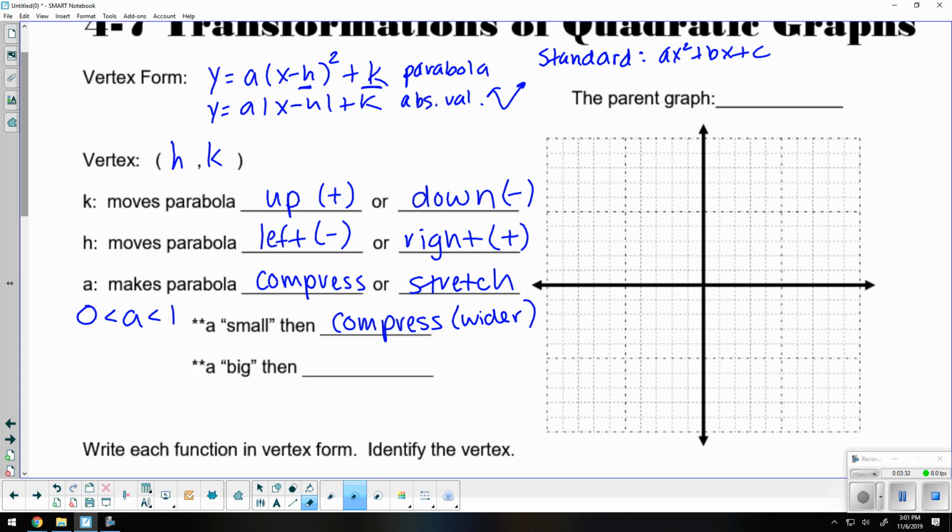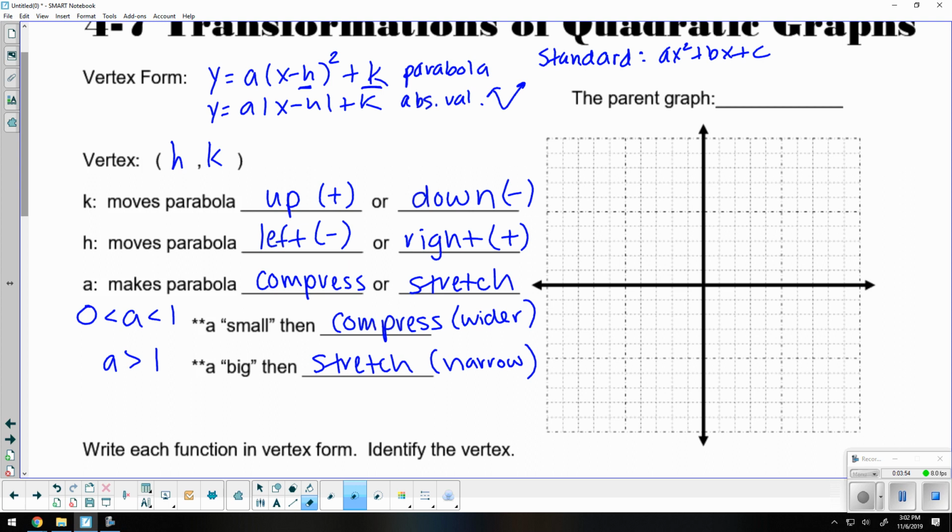If a is a big number, a number bigger than 1, then it's actually going to stretch the graph. We're going to see it get much narrower, or skinnier, you can think about it like that. So if a is a number bigger than 1, like 2 or 3 or 4 or 5 or anything like that, you should see it stretch.